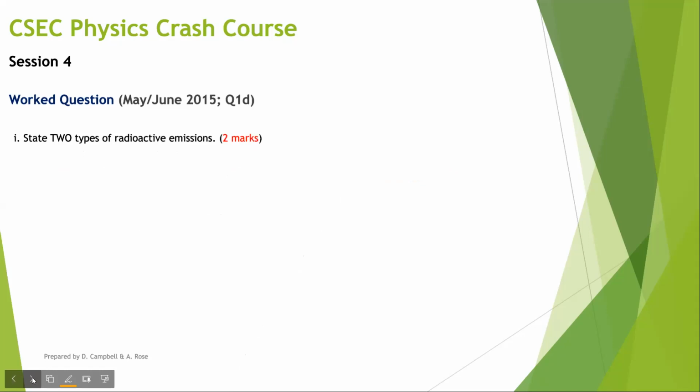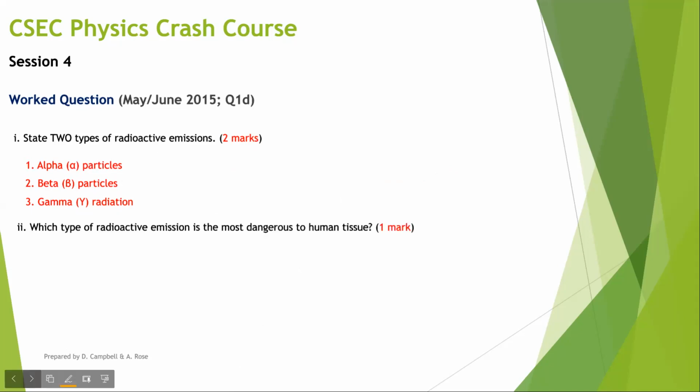So we have another question from the 2015 paper from May and June, and we are looking at question 1, part D. You're asked to state 2 types of radioactive emissions. Now note there are 3, so you can state any 2. You can state alpha particles or beta particles or gamma radiation, or any combination of 2 of those 3.